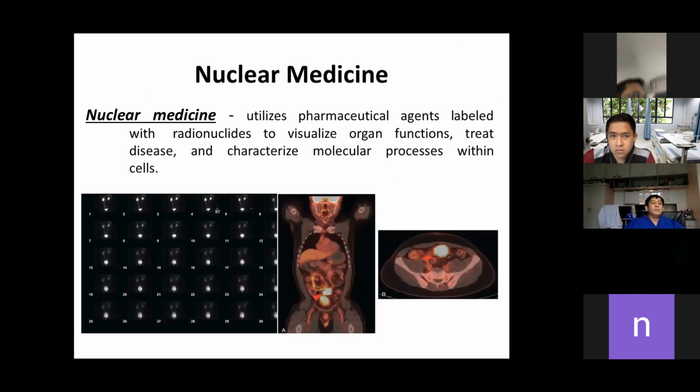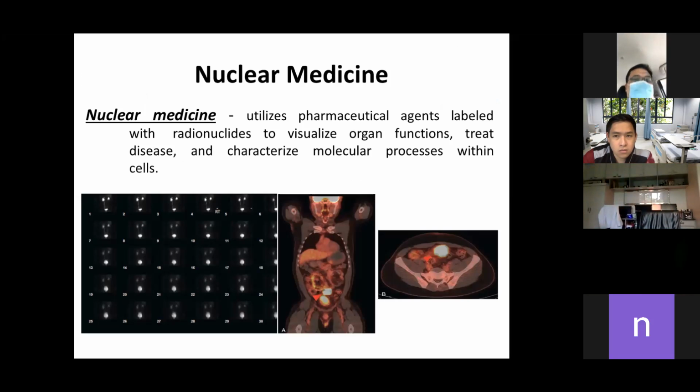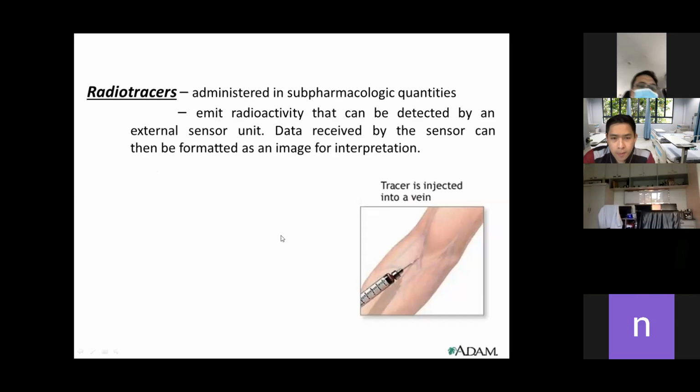Nuclear medicine utilizes pharmaceutical agents and radionuclides to visualize organ function, treat disease, and characterize molecular processes within cells. On your left side is an example of a renal scan, and on the right side is a PET scan. Both of these are an example of nuclear imaging. Radiotracers are the imaging agents used in nuclear medicine and are generally administered in subpharmacological quantities such that they do not perturb the processes that they are being used to measure.